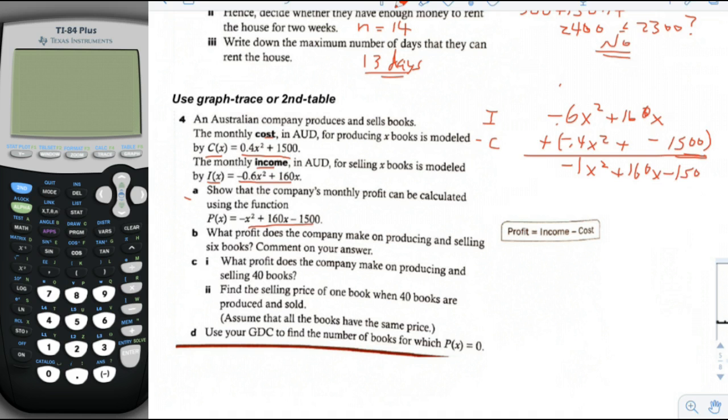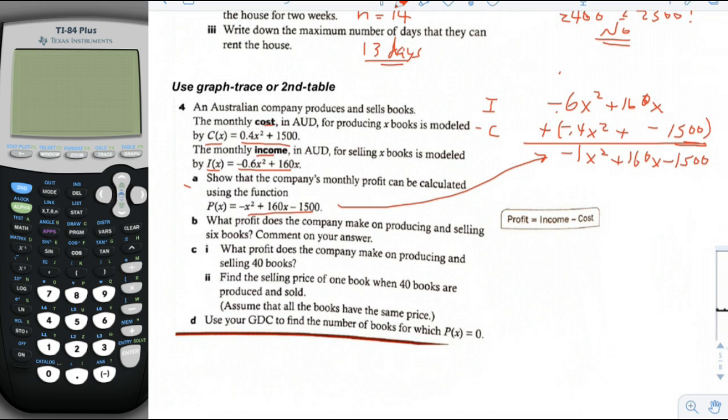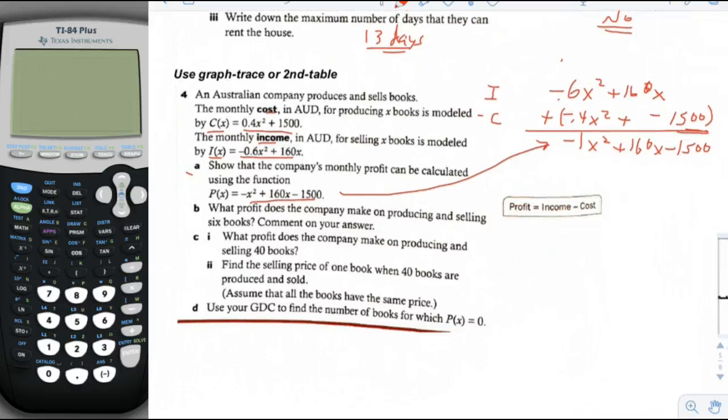Now I'm going to see, did I get what they told me I was going to get? Negative x squared plus 160x minus 1,500. I did. I got the profit equation that they said I should get. So I just showed you how you can figure that out, doing I minus C. So what profit does the company make on producing and selling 6 books?